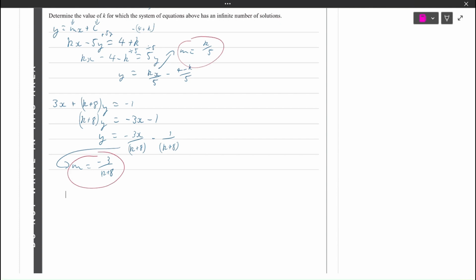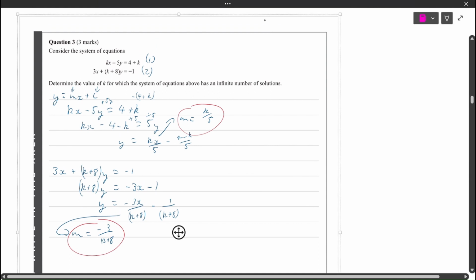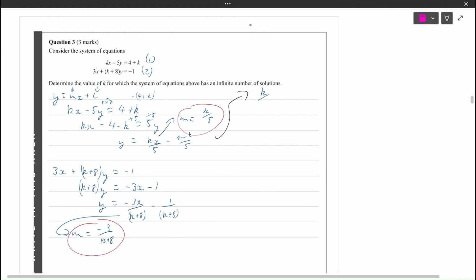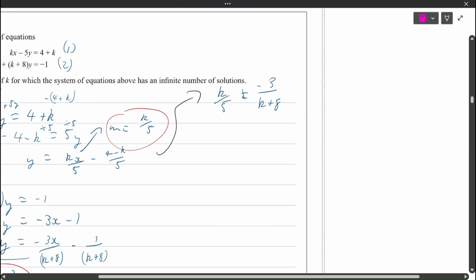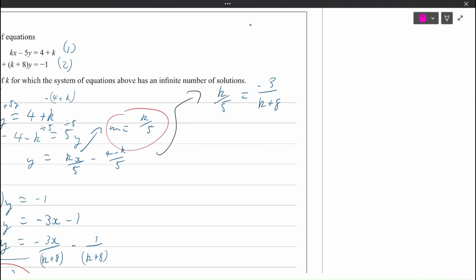We have to make this value and this value the same. So if we do it right up here, we've got k on 5 has to equal -3 on k plus 8. Here we can just cross multiply. So we do 5 times -3, which is -15, equals k times k plus 8 in brackets. And here we can form a quadratic equation.